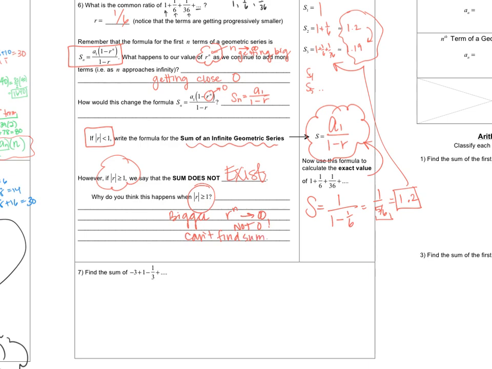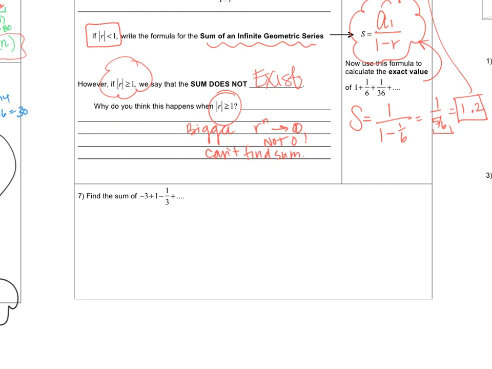So for number 7, giving you a chance to find a sum here, we have -3 plus 1 minus 1/3. This is multiplying by -1/3 each time. And if you're not sure how to get that, remember you could take the second term, divide by the first term, then the third term, divide by the term above it, and each of them is getting me that -1/3. So I know that's my r. And so I know I'm going to get smaller. Even though I'm adding and subtracting, I'm adding and subtracting a smaller and smaller amount.